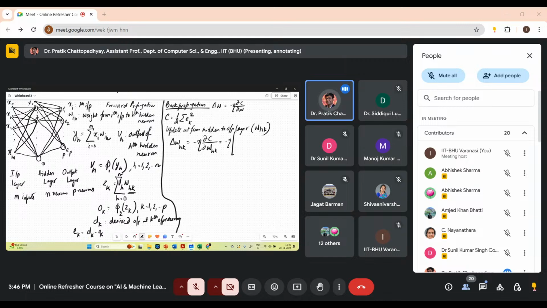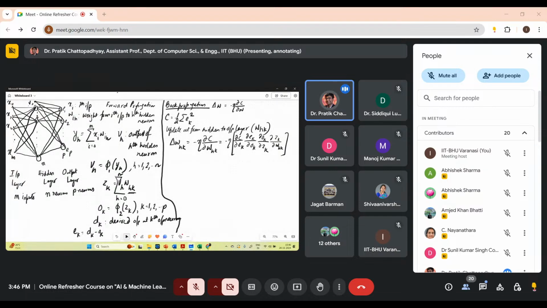So we don't find any direct relation between C and WHK, but we can apply the chain rule. C is related with EK, so we can write del C del EK. Then EK is related with OK, so del EK del OK. Then OK is related with ZK, so del OK del ZK. ZK is related with WHK, so del ZK del WHK. So this is my weight update expression.